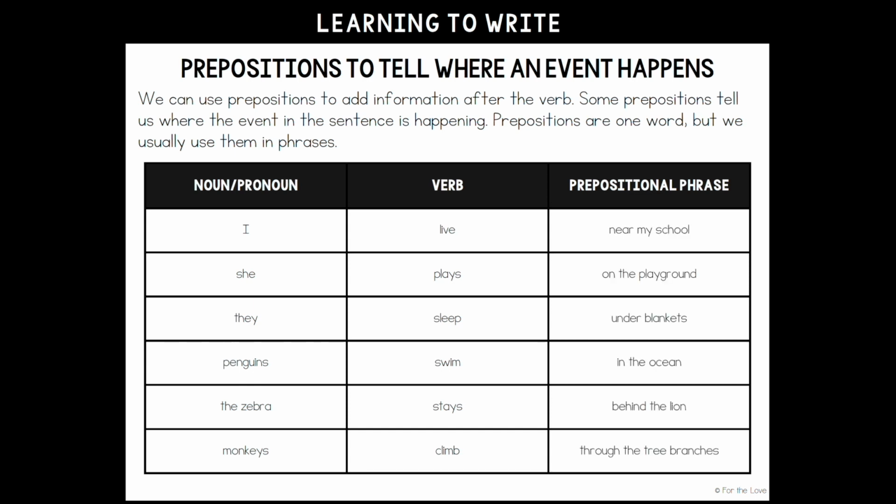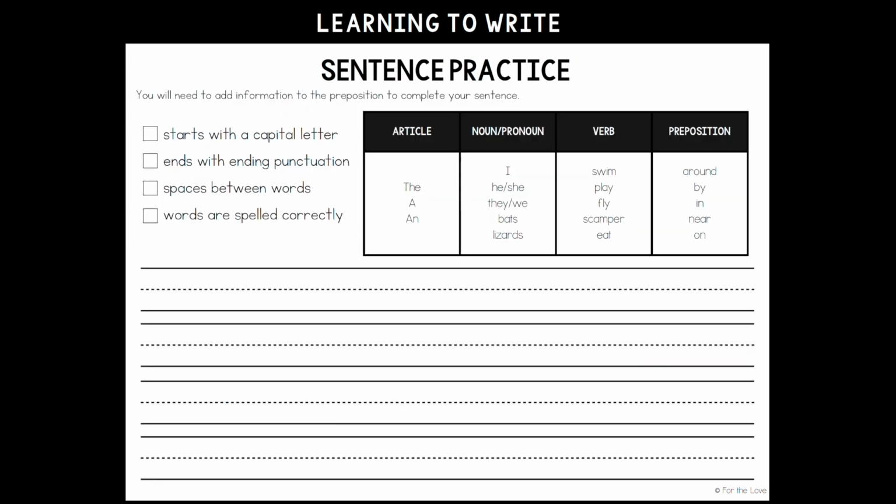So you could say, I live near my school. It could be, I live near the zoo. It really doesn't matter what information we put after it. So you're going to complete this page with your students. You can either print it out and give it to them, or they can copy the chart into their writer's notebooks. Then, with that chart, students are ready for sentence practice.